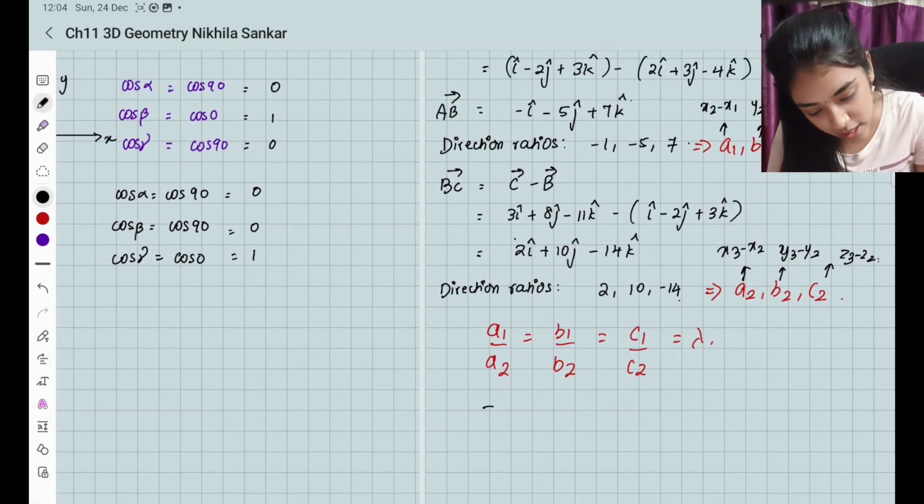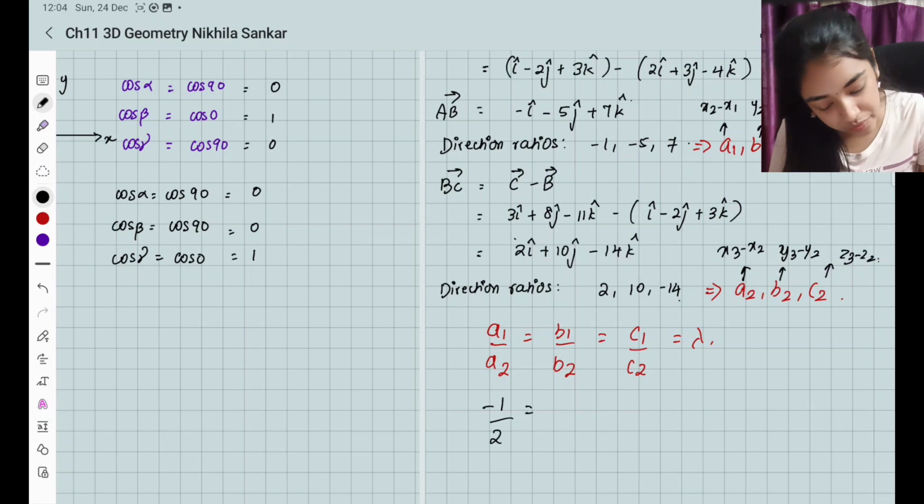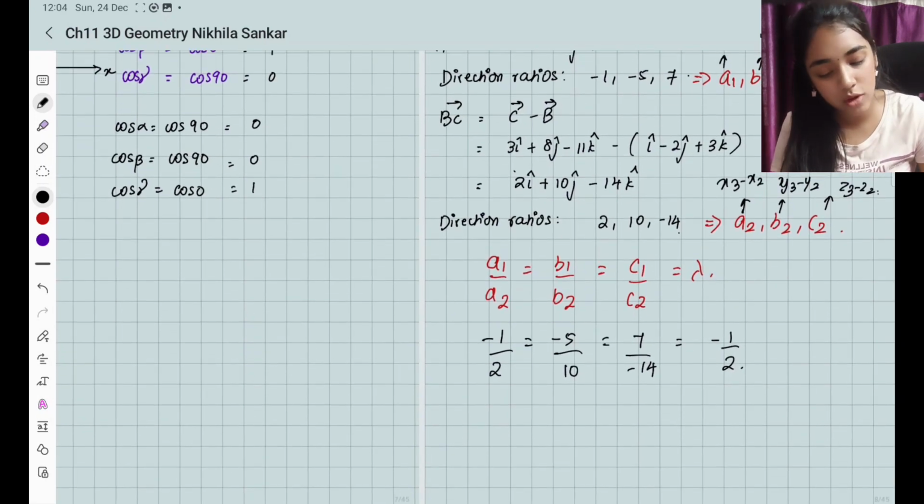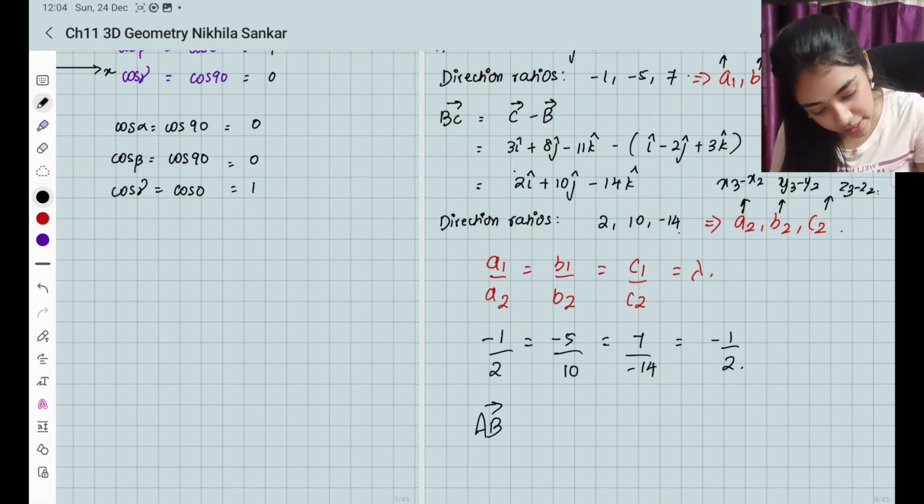So what is my a1? Minus 1 divided by 2 equals b1, minus 5 divided by 10, equals c1, 7 divided by c2 which is minus 14. When I simplify everything, I see that the ratio is going to be minus 1 by 2 in all the cases. 5 by 10 enna minus 1 by 2, 7 by minus 14 enna minus 1 by 2. So I see that they are all giving me a constant value of lambda, which means the vector AB is going to be parallel to BC.